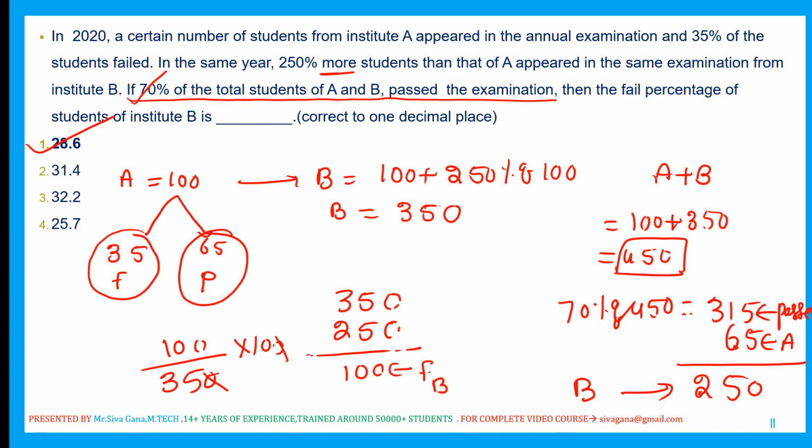That's it. Everything starts here from 100. You have to assume a good number. That number must be 100 if percentages are given, because we can easily calculate percentages for 100. That is the reason why.